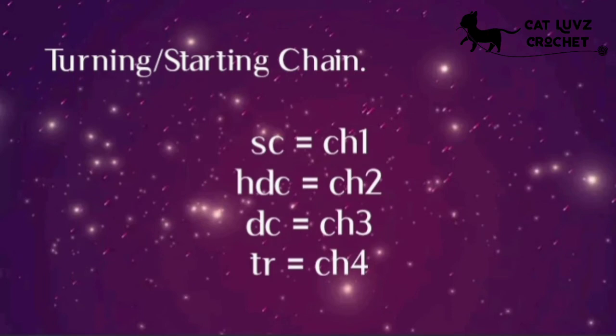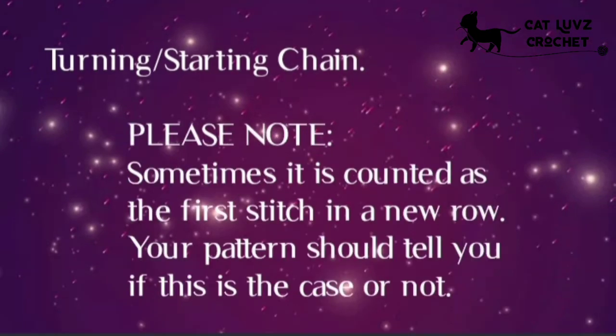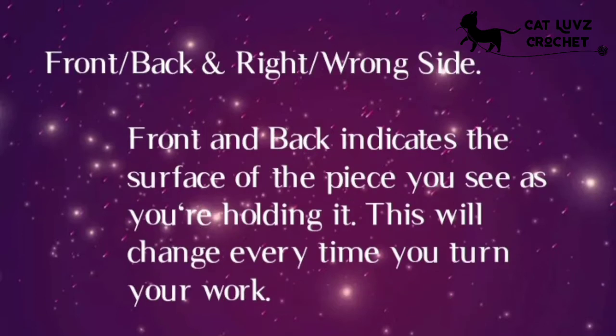For example, a single crochet is equal to 1 chain, a half double to 2, a double crochet to 3, and a treble crochet is the equivalent to 4 chains. Sometimes this turning chain is counted as the first stitch in a new row, but your pattern should tell you if this is the case or not.